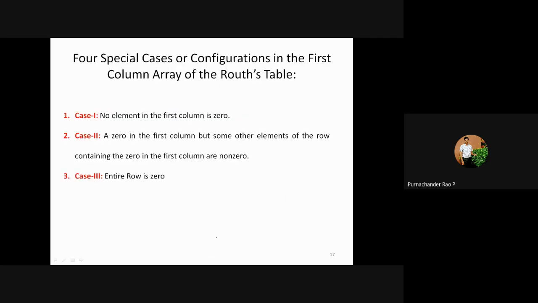Then there are three different cases. The first one is no element in the first column is 0. The second case is there's a 0 in the first column, but some other elements of the row containing 0 in the first column are non-zero. And the third case is the entire row is 0.